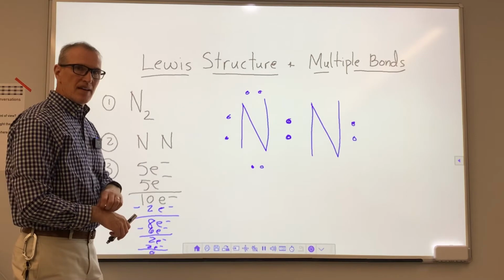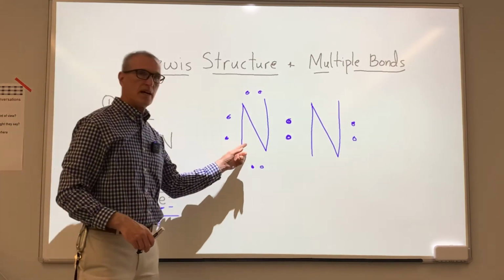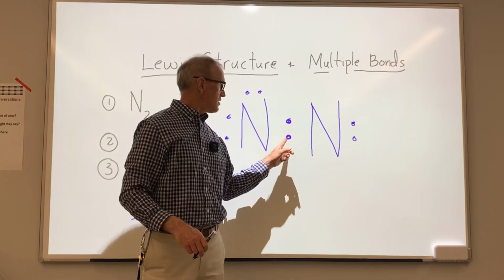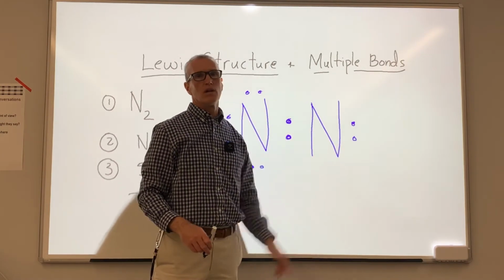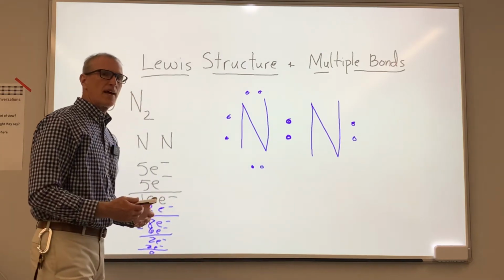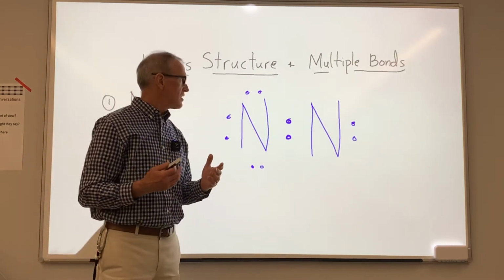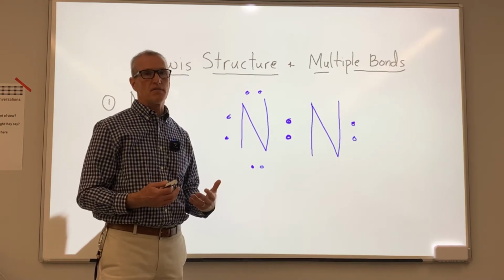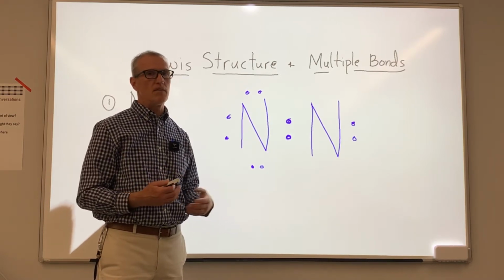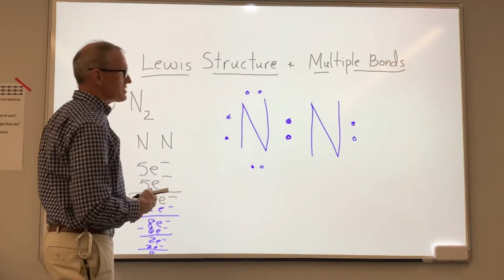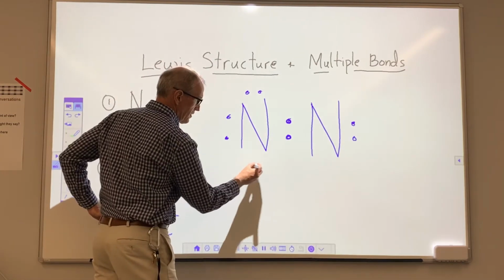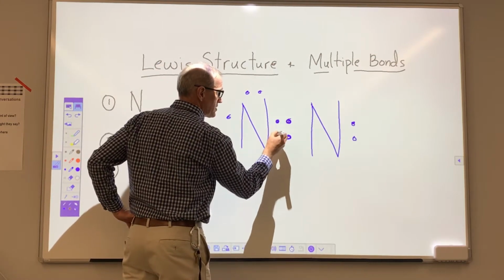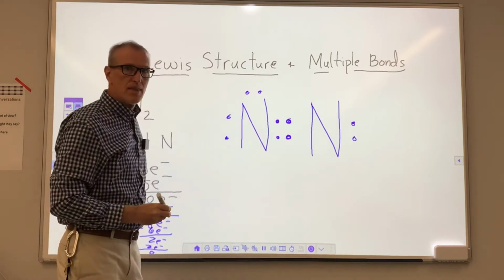But I look at it and I see something is off. This nitrogen has 2, 4, 6, 8. This nitrogen is only showing 2, 4 valence electrons. And I just know that that's not correct, because I'm convinced that nitrogen is going to do everything it can to get a noble gas configuration, which for nitrogen is going to be 8 valence electrons. So what this means is this unshared pair must be an additional shared pair in there.